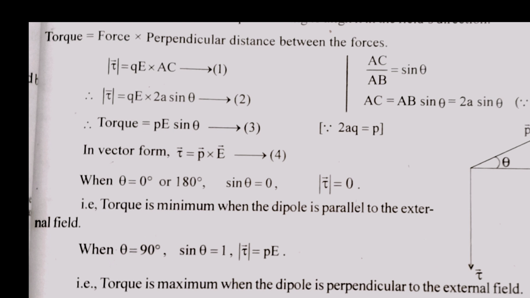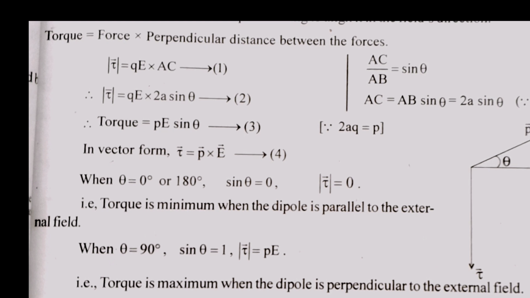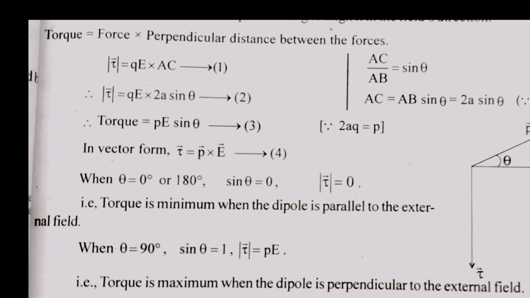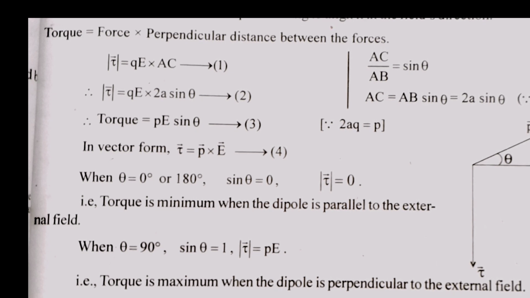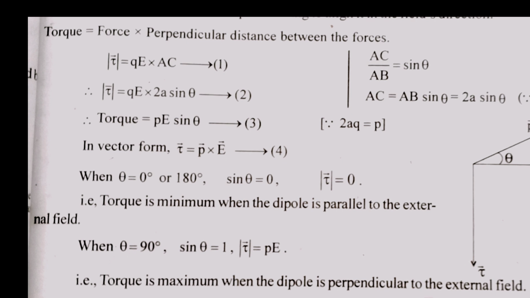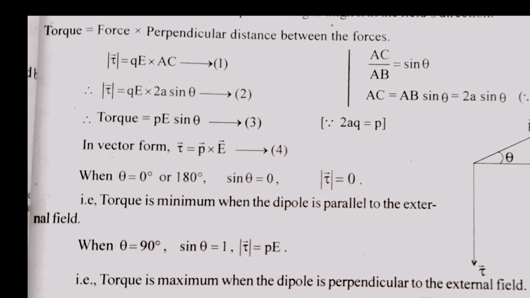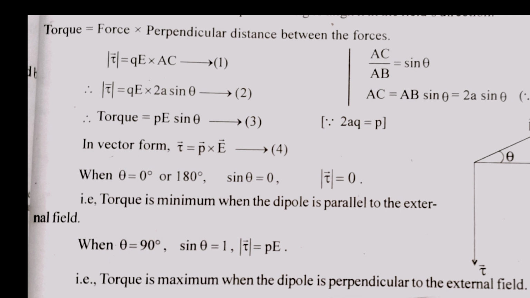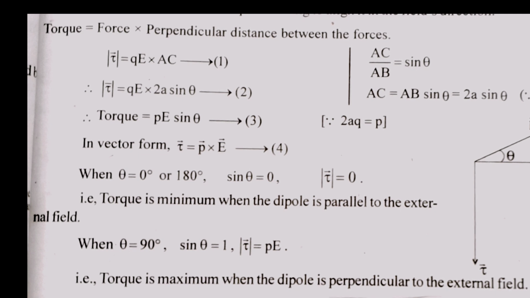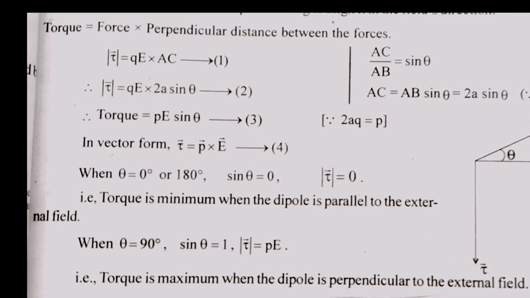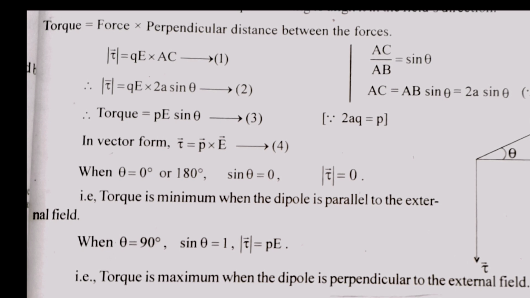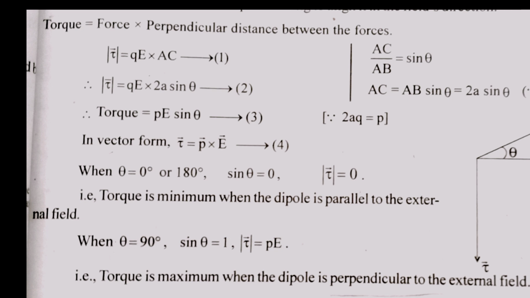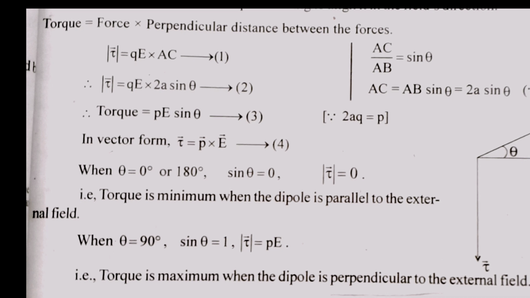And suppose when theta is equal to 0 degree or 180 degree, what will happen? P cross E means PE sine theta. So what is the value of sine 0? That is 0. So what will be the value of torque? Torque will also be equal to 0. Another case is when theta is equal to 90 degree. Sine theta will be 1, so tau will be equal to P into E.